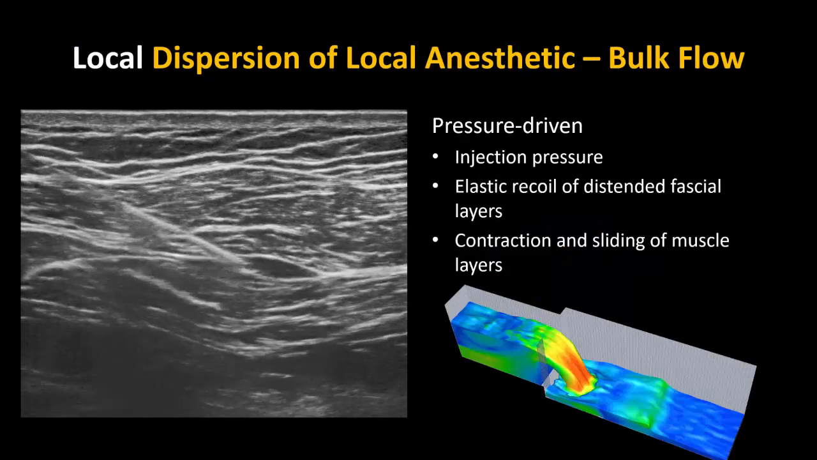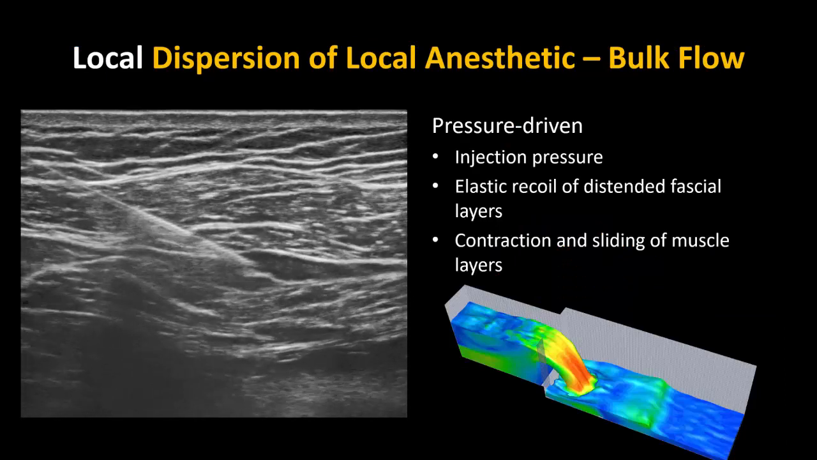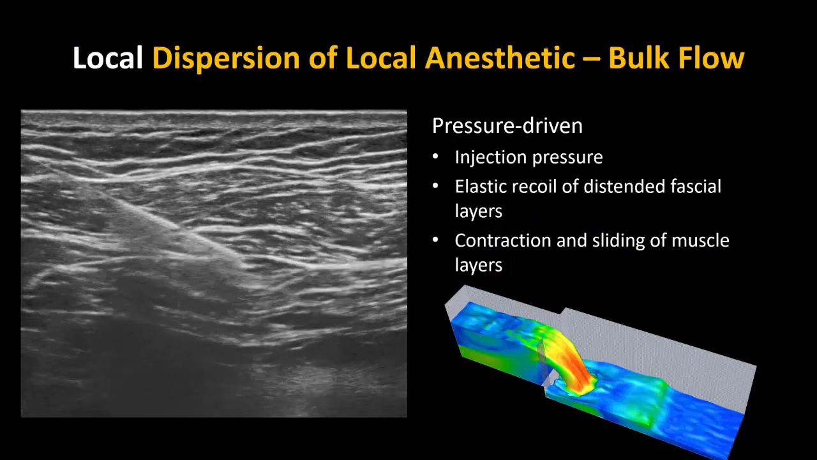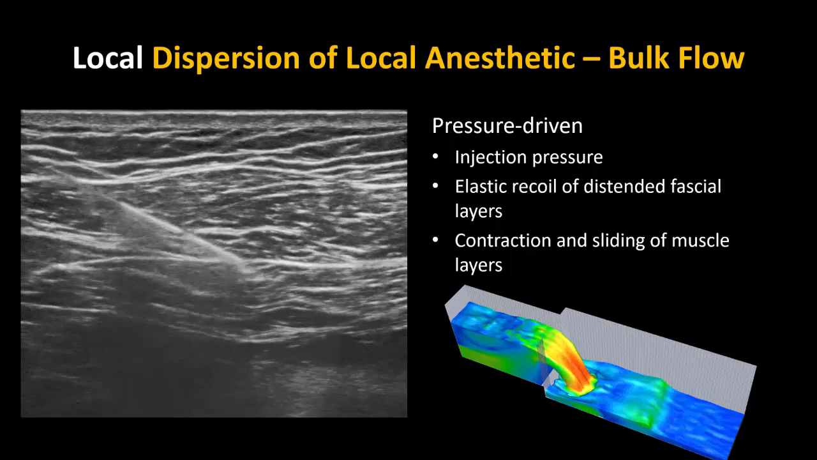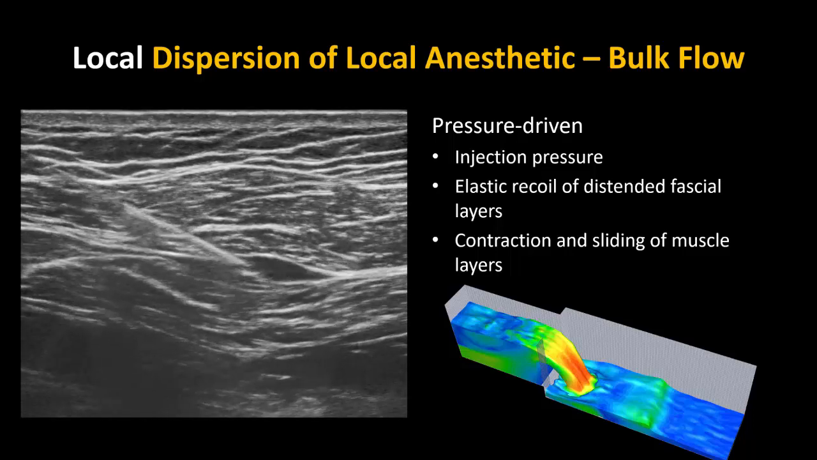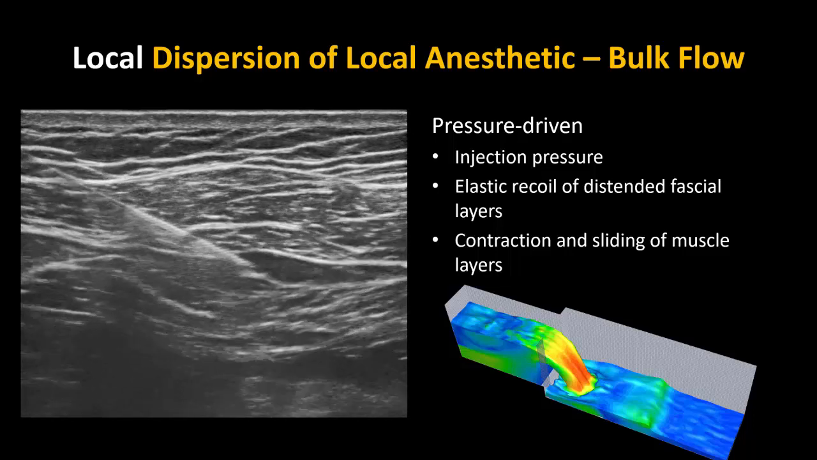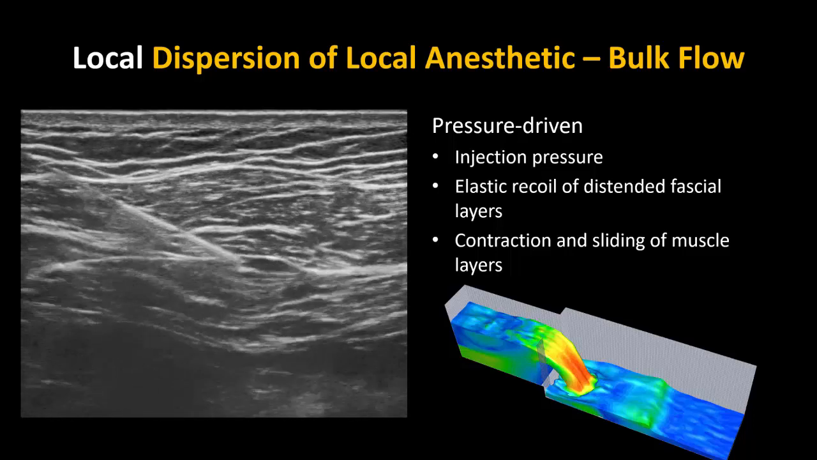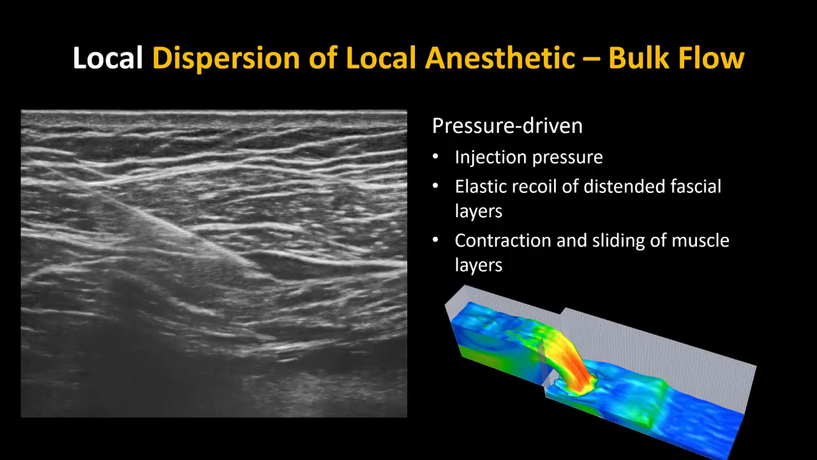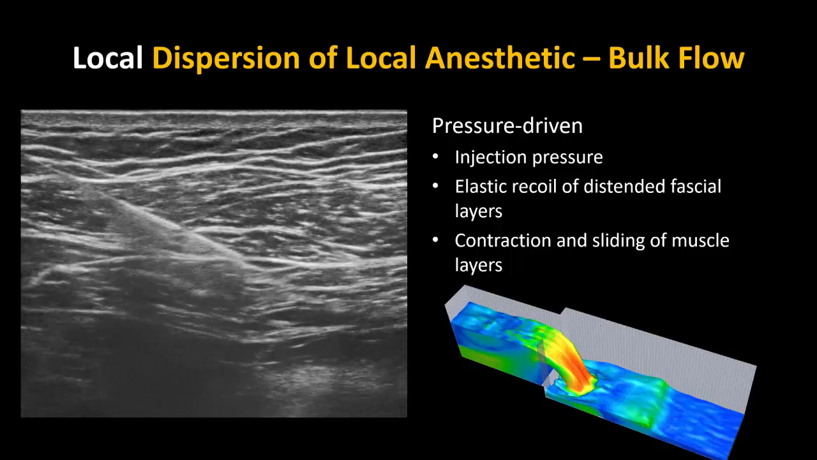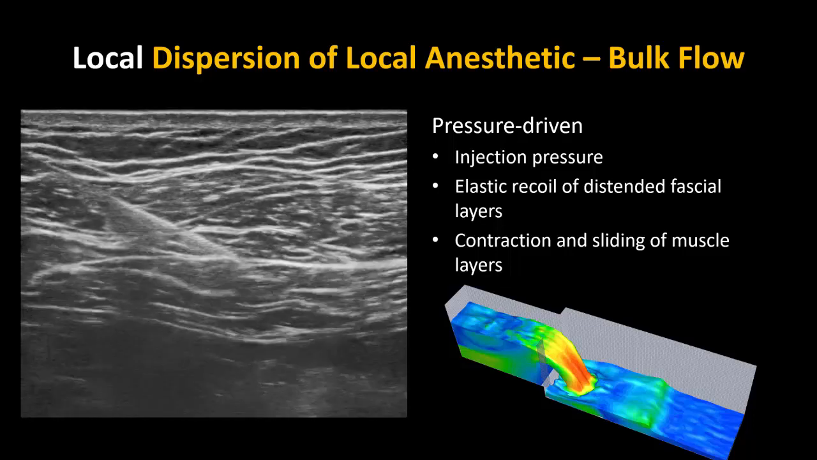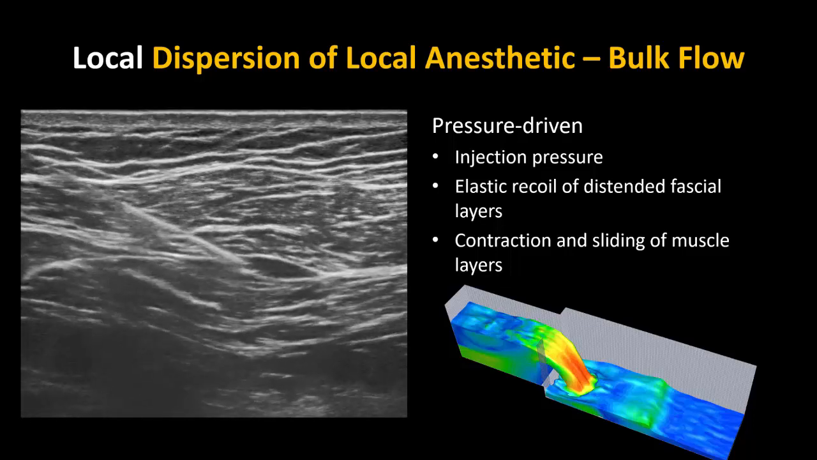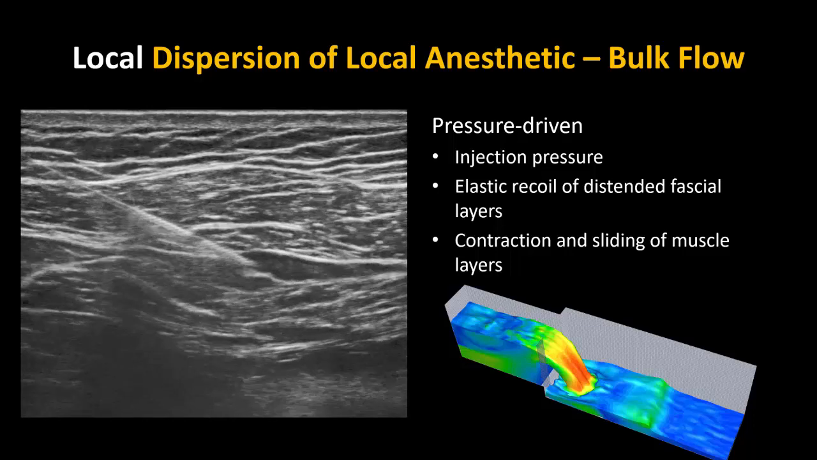Local dispersion initially occurs via bulk flow. And bulk flow is the movement of a body of fluid particles driven by a pressure gradient. This is influenced by physical forces, including ejection pressure, elastic recoil of distending fascial layers, and sliding of fascial layers over each other with body movement. Initial dispersion by bulk flow is contained by the fascia and spreads in the path of least resistance, which is within the plane between the two fascial layers.